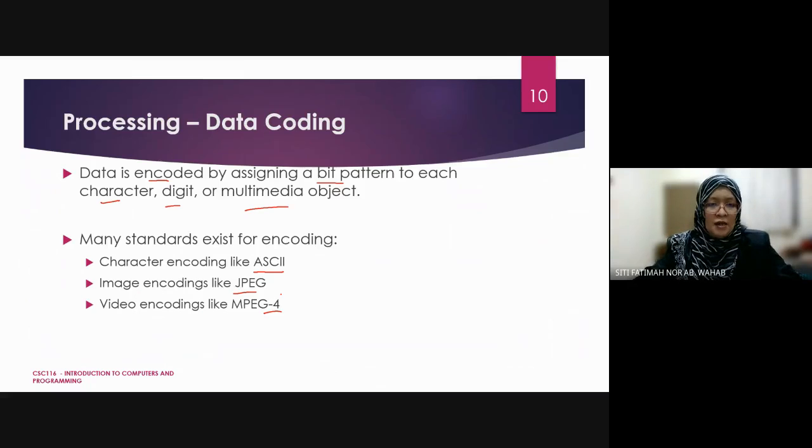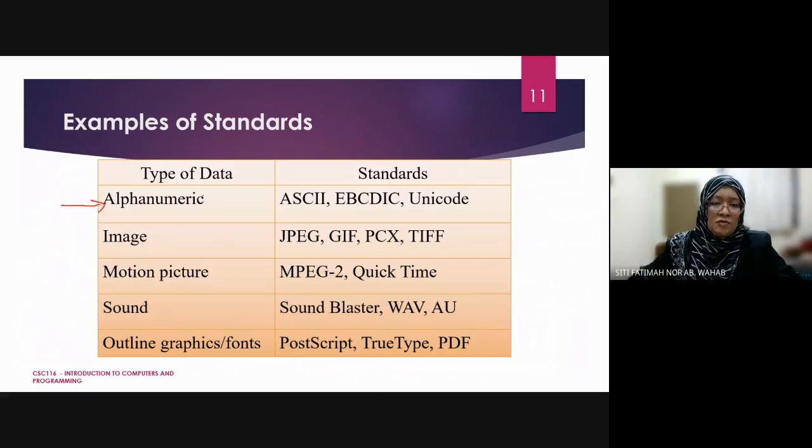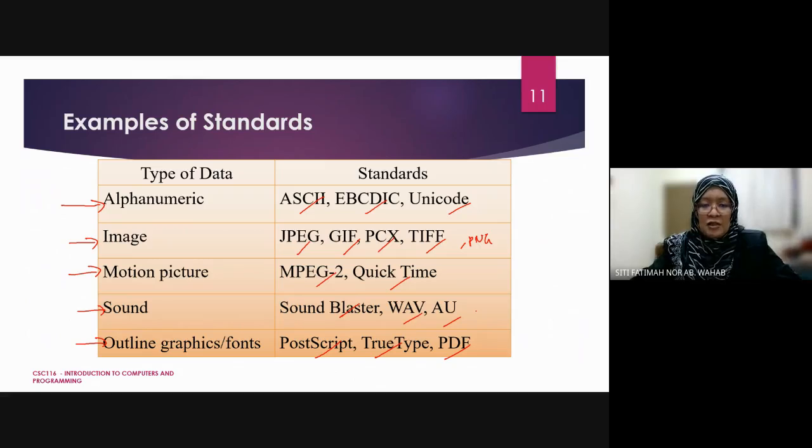There are many more. So types of data: we have alphanumeric, where we use the ASCII standard or Unicode standards. We have image: JPEG, GIF, PCX, TIFF, PNG and so on. Motion pictures: we have MPEG-2, QuickTime. Sound: we have Sound Blaster, Wave, AU. Outline graphics or font: we have PostScript, TrueType, and PDF. When you are asked this type of question, you must be able to determine which standard goes to which type of data, or what standard is used for a certain type of data.